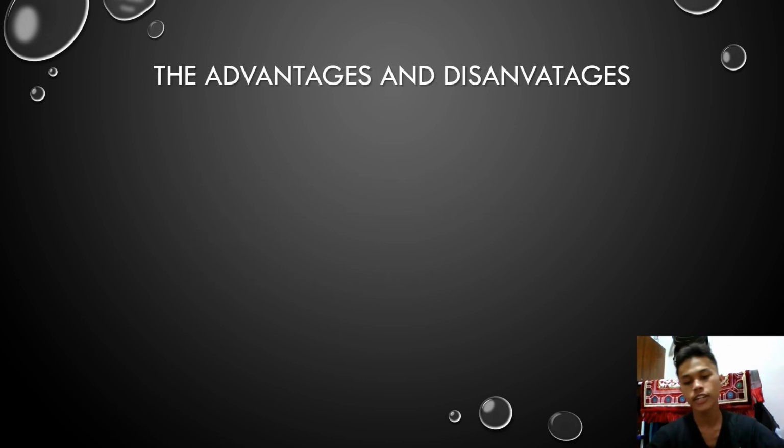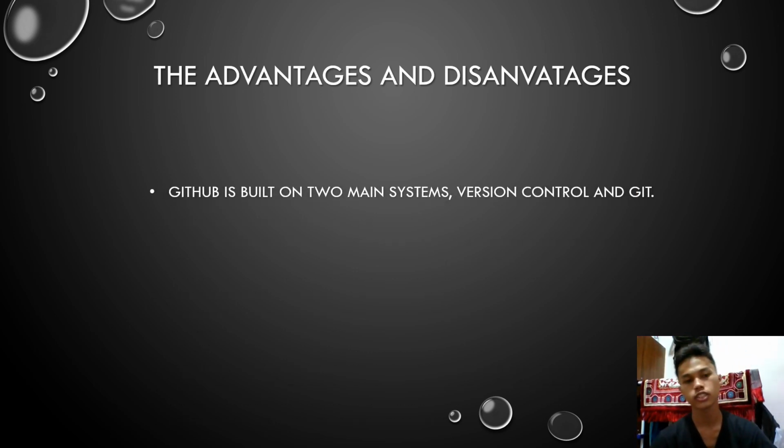The advantages and disadvantages of GitHub. First, GitHub is built on two main systems, version control and Git. Version control is a system that records all code changes to a project. The system is important so that you can see all the history of code changes. Meanwhile, Git is a distributed version control that makes the history of code changes accessible to everyone in the project, not just the creators of the code like in regular version control.